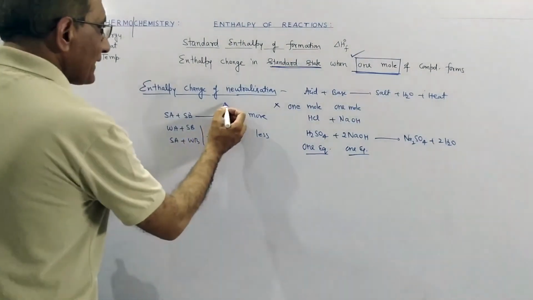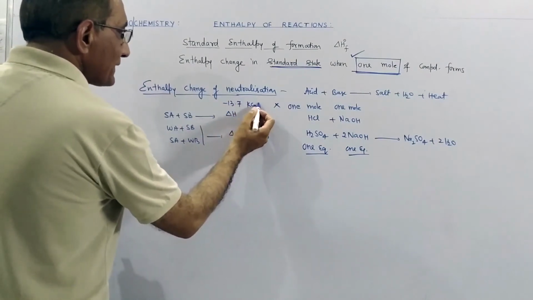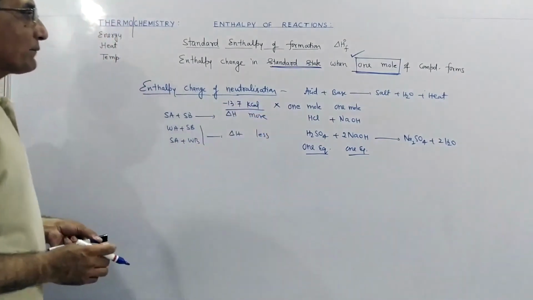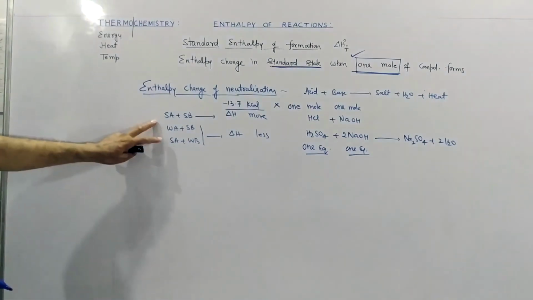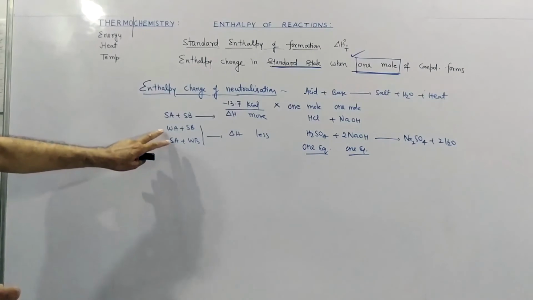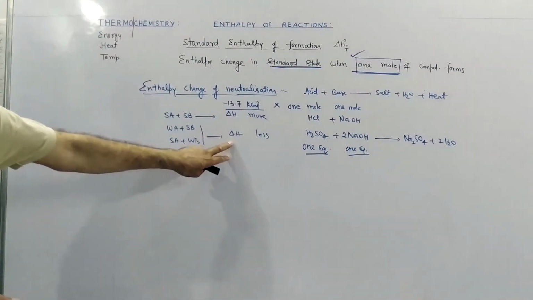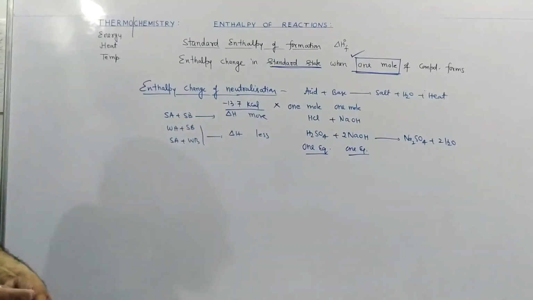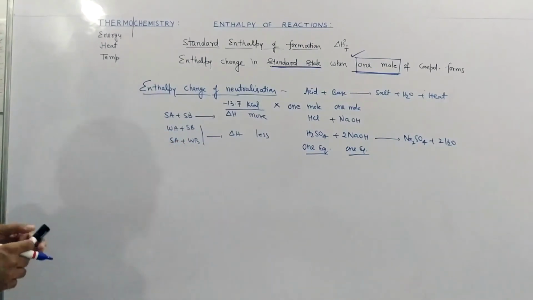In case of strong acid with strong base, I can write the value also, it's always fixed. It's minus 13.7 kilocalorie if you take strong acid and strong base. But if your acid is weak or base is weak, then this delta H is less than minus 13.7. Why, students? Because some heat is utilized to ionize the weak acid or weak base.